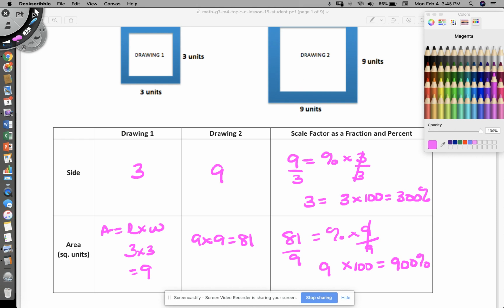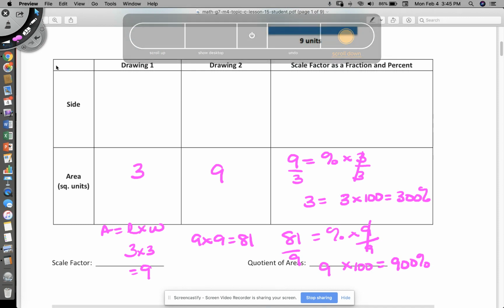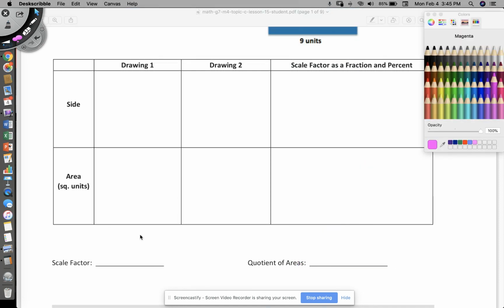All right, I need to move this up to answer those bottom questions right quick. It wants to know what is the scale factor. Well, my scale factor is going to be 3 because I'm increasing it 3 times bigger. And what is my quotient of areas? That is my 9. The 9 comes from the area.